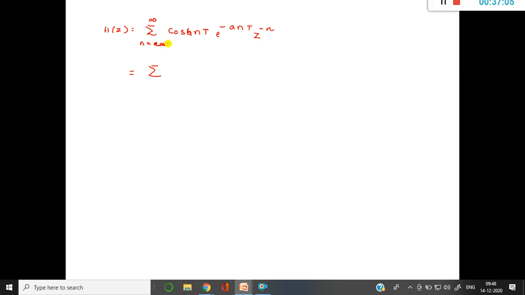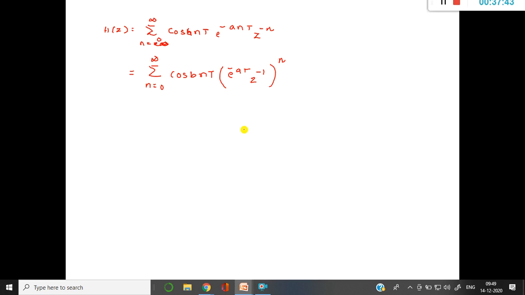So next, sorry, this is not from minus infinity. The z transform starts with 0, so n equal to 0 to infinity, cos of b times nT. I keep it as it is. So this is going to be rewritten as e to the power of minus aT, z to the power of minus 1, whole to the power of n.